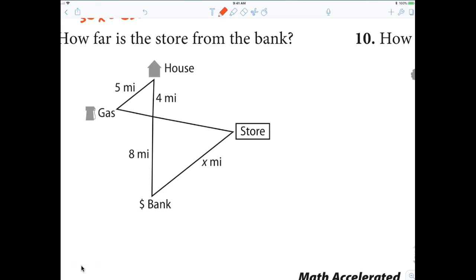No, it's twice as big. So what's the distance from the gas to the house? Yes, so then the bank to the... How did we get 16?